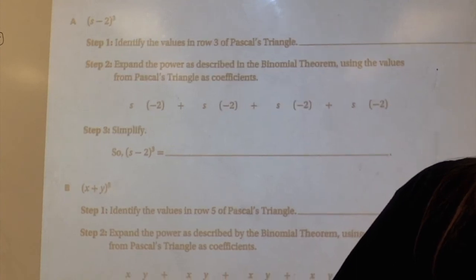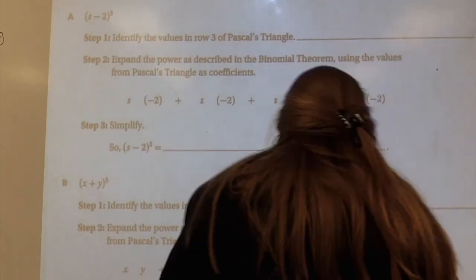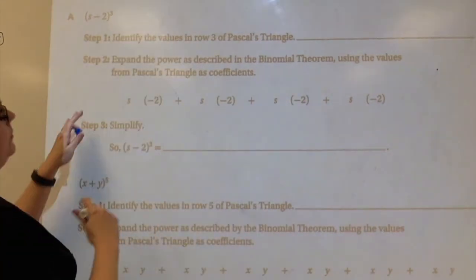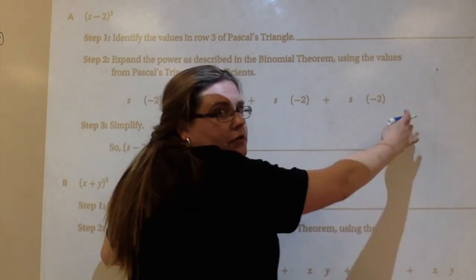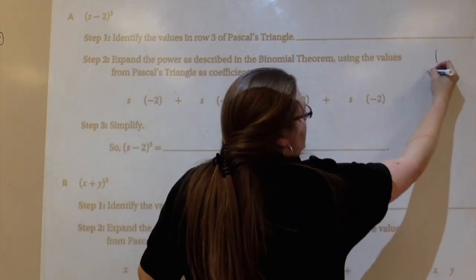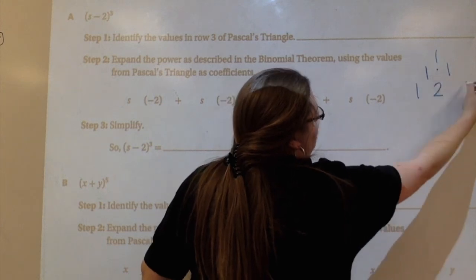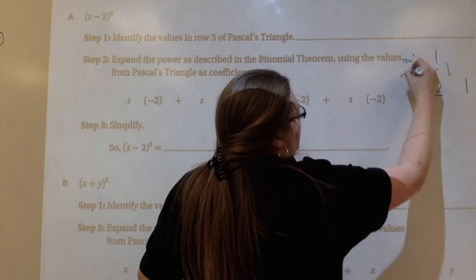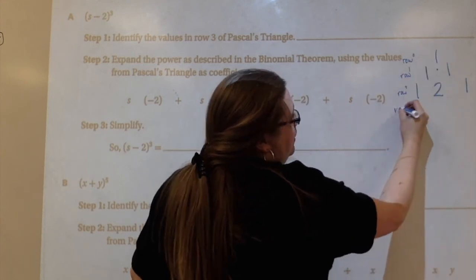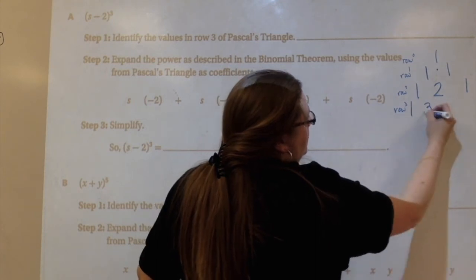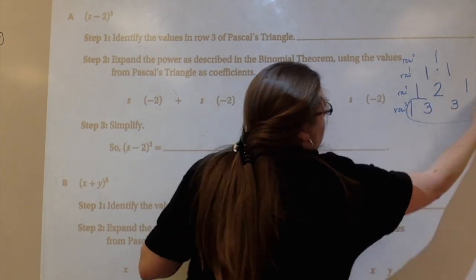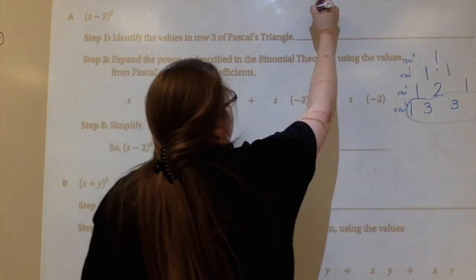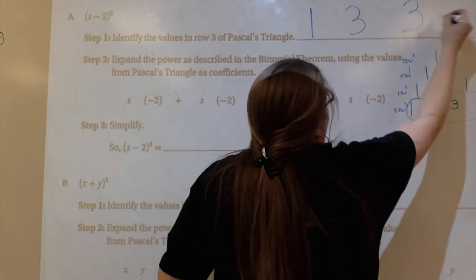To identify the values in row 3 of Pascal's triangle, we can scratch out Pascal's triangle anytime. So for row 3, Pascal's triangle starts with a 1, then there's 1 and 1, then there's 1, 2, and 1. This is actually row 0. This is row 1. This is row 2, so we need one more. Row 3 would be 1, 3, 3, and 1. This is the one we need for our example here. So identifying the values in row 3 of Pascal's triangle: 1, 3, 3, and 1.